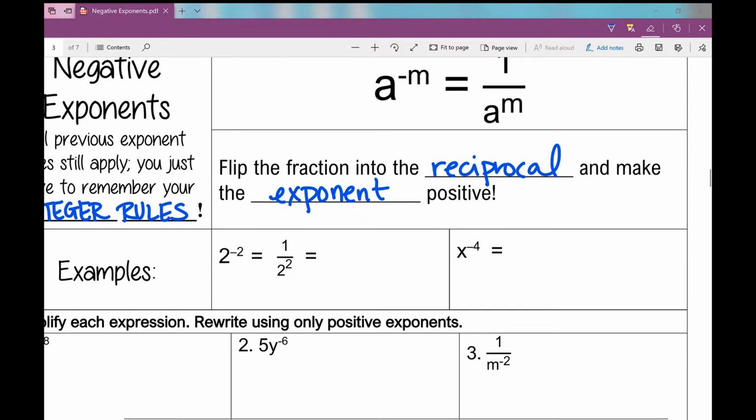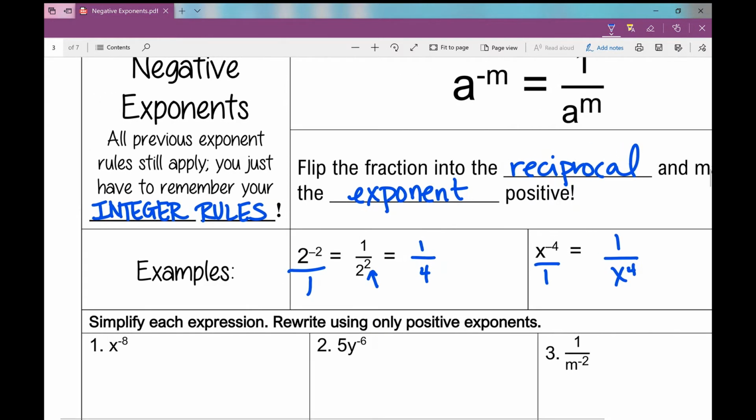So in these first 2 examples, the first one deals with numbers, the second one deals with variables. 2 to the power of -2, I can write that over 1 if I want. Flip it, make that exponent positive, and then let's simplify it from there. 1 over 2 squared is 1 over 4. So x to the power of -4, what would that be? 1 over x to the power of +4. Can't really see that. Let me rewrite it, +4.